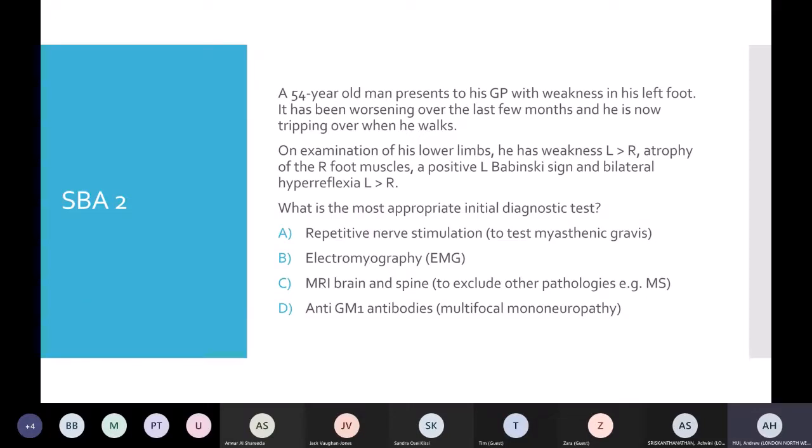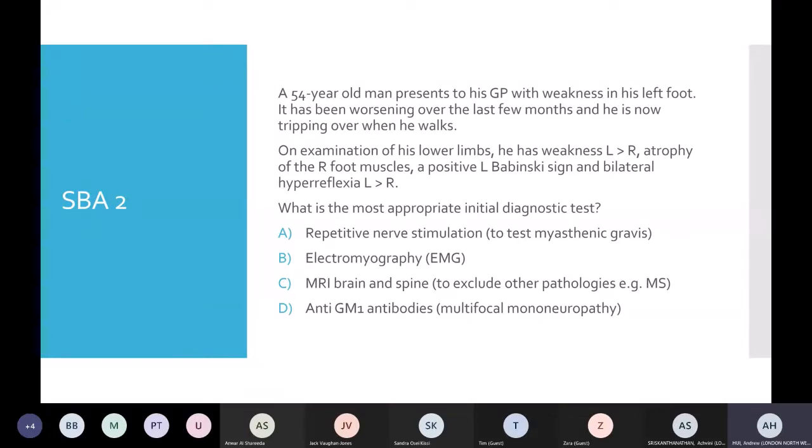Okay, we have a bit of flitting back and forth. Just give it a few more seconds. Okay, let's stop the poll now.